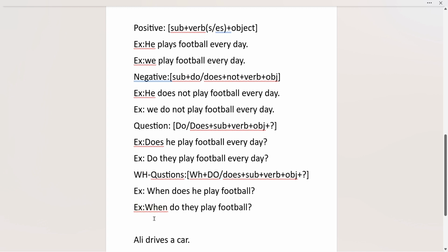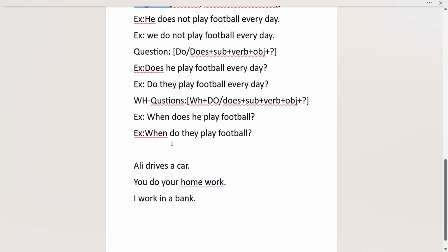When we use plural people, we use do here because there are they, you, we, and so it shows the people are more than one. So we say: When do they play football? We use first the WH question word, and then do or does, and then the subject, verb, and object, plus a question mark. So these are the structures of the simple present tense.